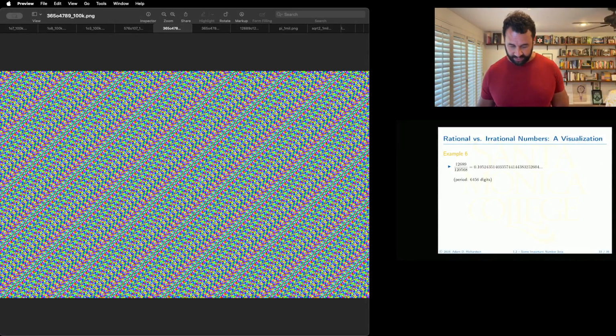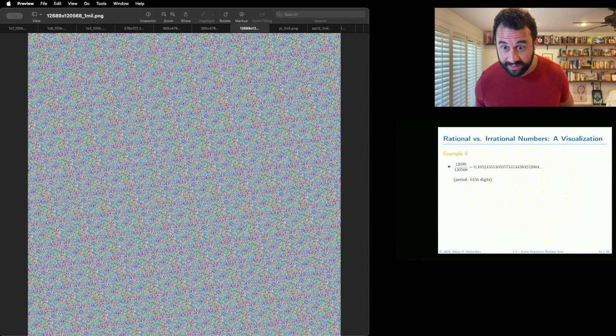Let's do another one. Next one is 12689 over 120,568. And that number has a period of length 6,456. Let's do this one. Woo. Okay, so again, it looks a little bit chaotic, but if you squint a little bit or stare really close, you can see that there's actually patterns, right? There's a repeating pattern. There's almost like a fuzzy, I can almost see it. And it's this pattern here repeating over and over again, characteristic of a rational number, right?